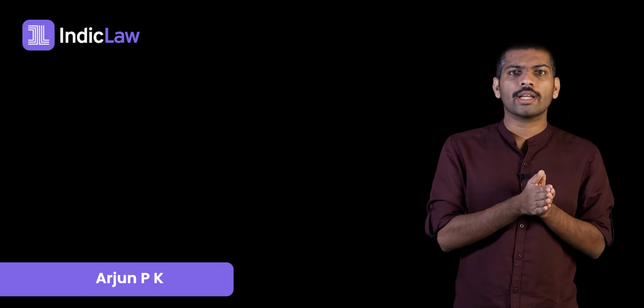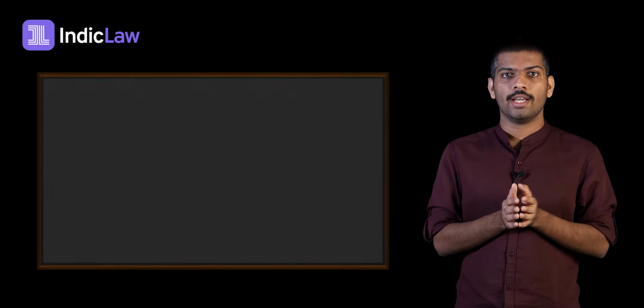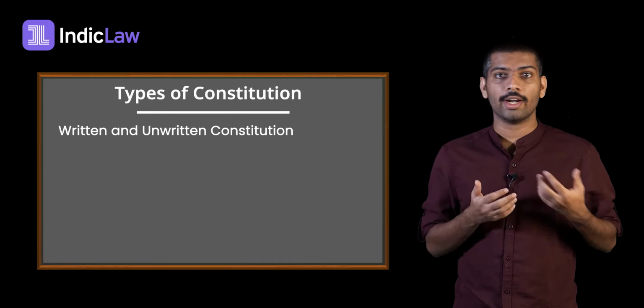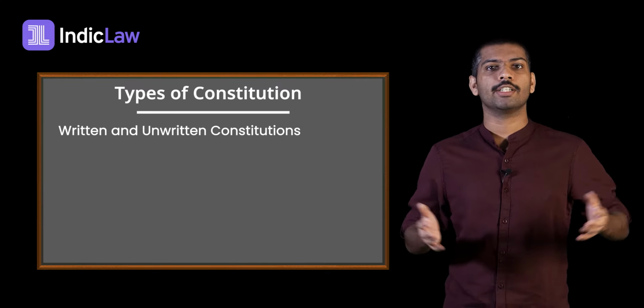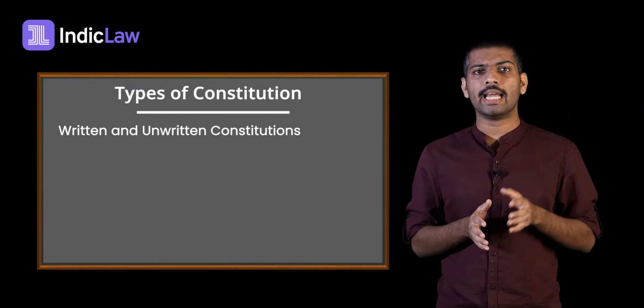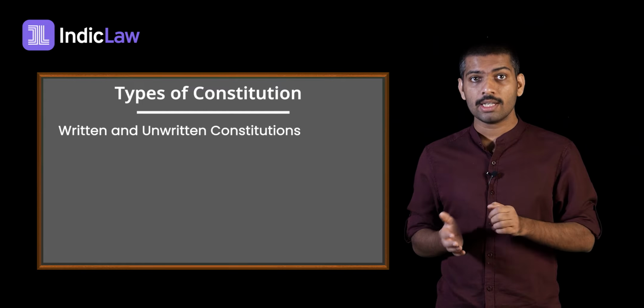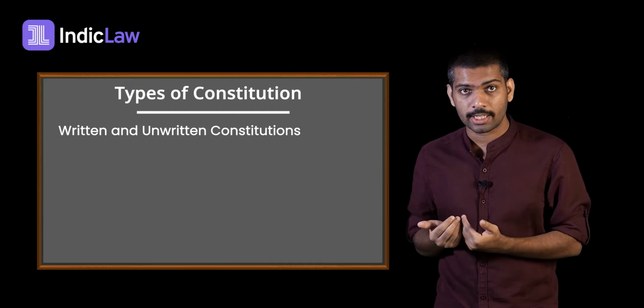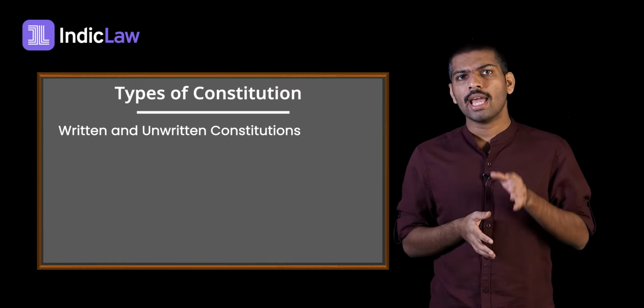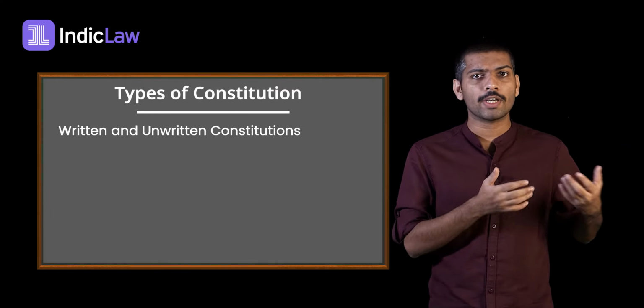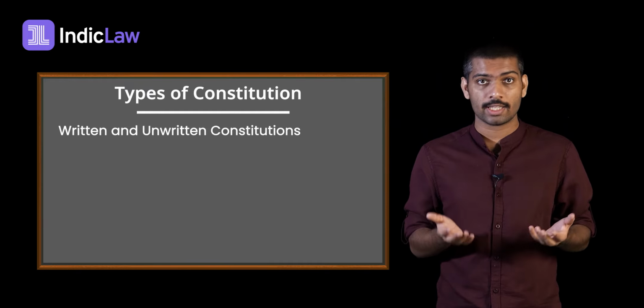Now, let's look at the various types of constitution. A constitution may be written or unwritten. In India, we have a written constitution that systematically and meticulously lays down the scheme of the governance. However, some countries, such as the United Kingdom, have unwritten constitution. As with the difference in medium of expression, there are differences in the working as well.